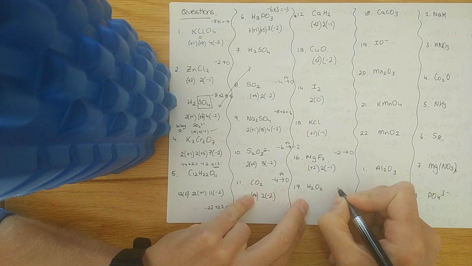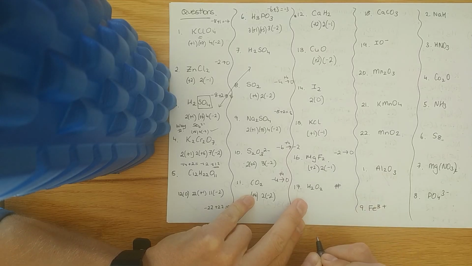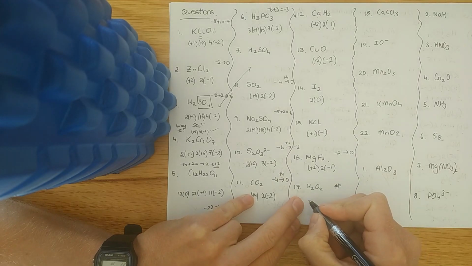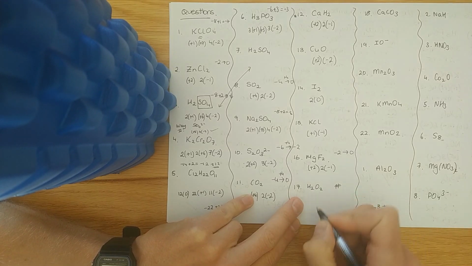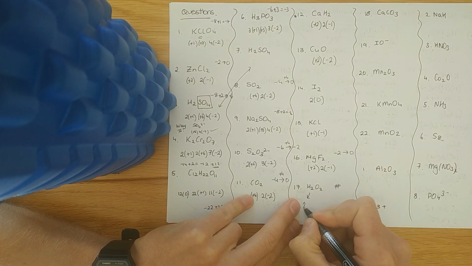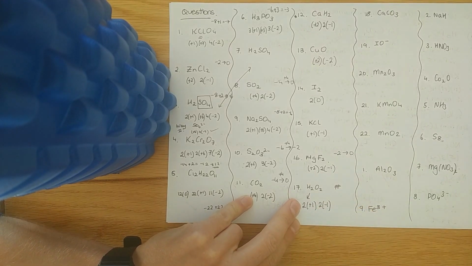Hydrogen peroxide. One of these wee exceptions. Be aware of it. Usually I'd say start with your oxygen, 2 times -2. Not in this case. Your hydrogen takes preference, 2 times +1. It must be 2 times minus 1.